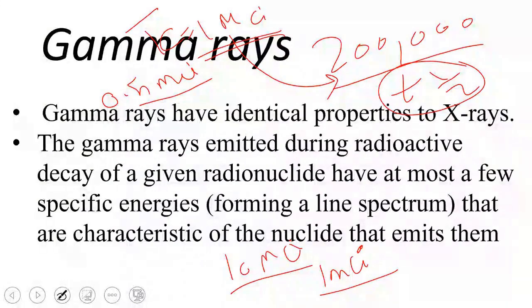That's why when you have a radioisotope with a fast half-life, it's like giving a high dose in a short time, like with FDG. If you inject FDG into the patient, what is the half-life of FDG? 110 minutes.